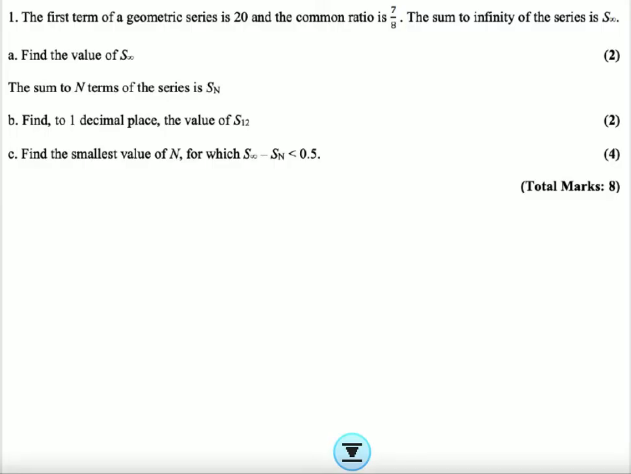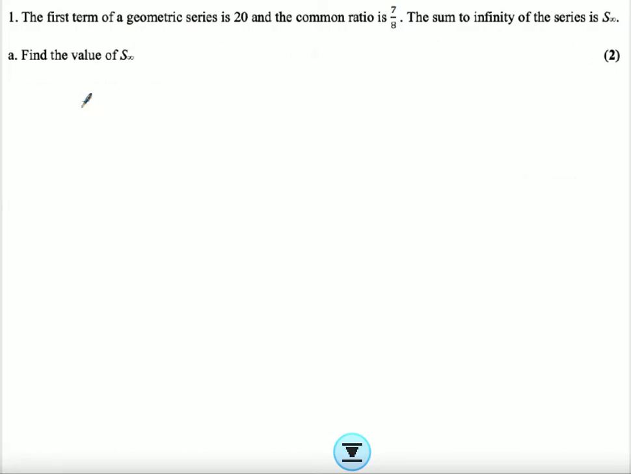Okay, so the first question is to do with a geometric series. We're told the first term, so that's A, and we're told the common ratio, that's R, and the sum to infinity of this series is S infinity. We know it has a sum to infinity because R is between 1 and -1, and that is in our formula booklet, so we don't need to worry about that. Okay, so part A, find the sum to infinity.